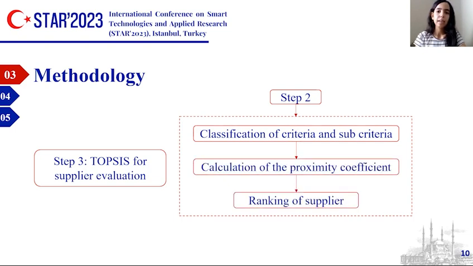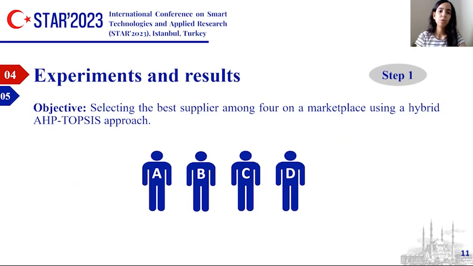We begin by dividing the criteria into 2 groups. Then we use a calculation process to find the approximate coefficient for each option compared to these criteria. And finally, we rank these options. So by following the methodology we have just explained, our goal is to choose the best suppliers from the first available on a marketplace using the AHP TOPSIS method.